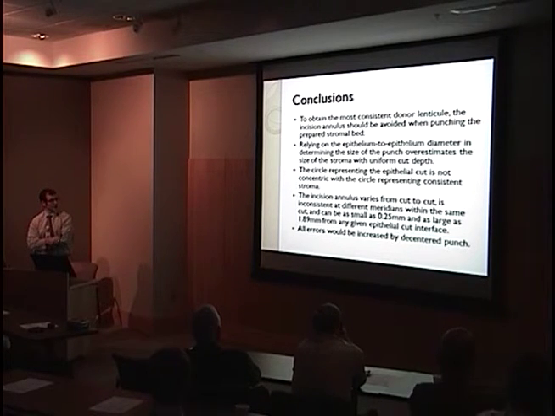If you rely on purely the epithelium to epithelium diameter to determine the size of the punch, you would overestimate the size of the stroma where you would get a uniform cut depth. And I'll show a picture of this in just a second. In addition, if the circle is not concentric, which I've shown that none of them were completely circular, you have to ask yourself, where exactly do I need to measure from in order to guarantee that I'm going in the direct center of the stromal bed, particularly if you measure from the epithelium surface.